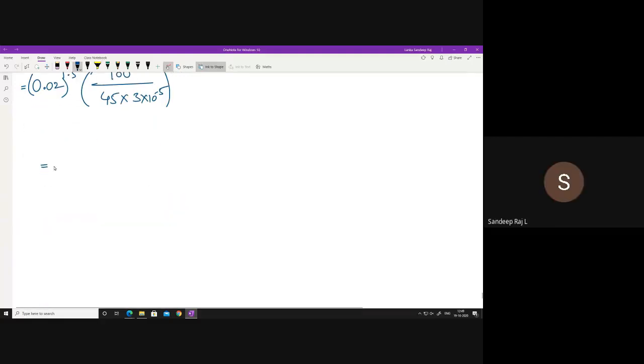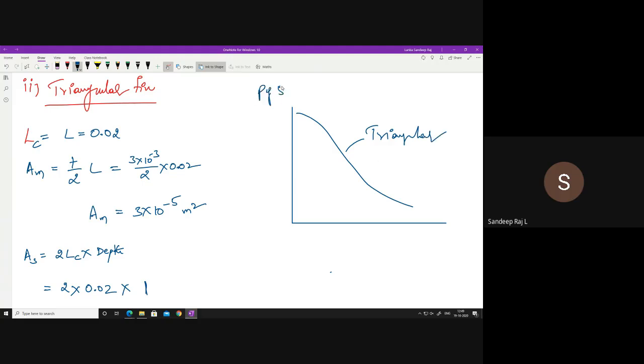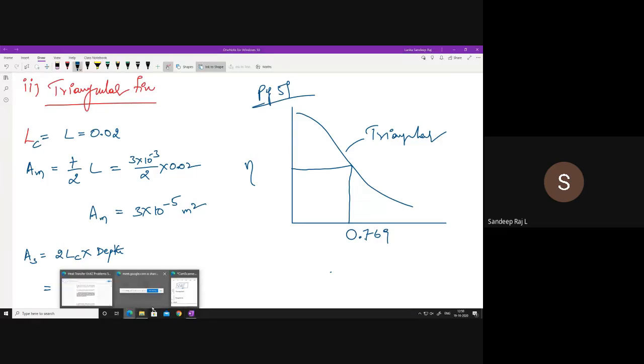0.769 is your x-axis value. So here, you have a curve like this, and this curve is for the triangular fin. Again, we are on page number 59. 0.769 is your x-axis value. Corresponding to this, you will have some value of efficiency on the y-axis. This is almost 0.77.